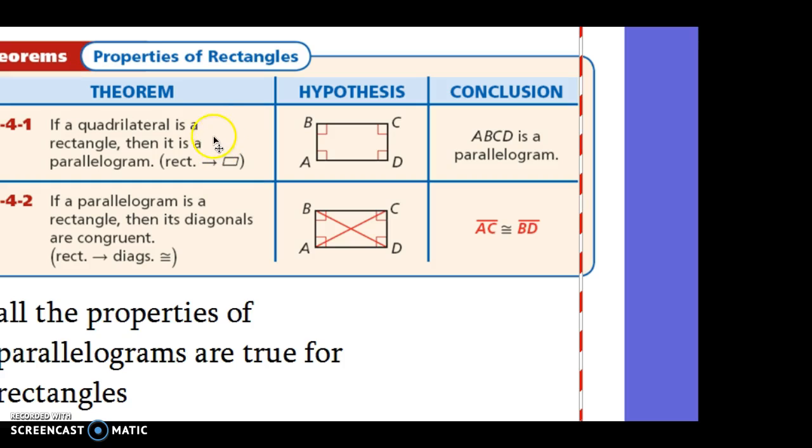Now, one very, very important thing we need to make sure we are aware of. Theorem 641 says all rectangles are parallelograms. That does not mean all parallelograms are rectangles. We cannot apply this property to all parallelograms. This only works for rectangles. Only for rectangles. We cannot say that is true for all parallelograms.